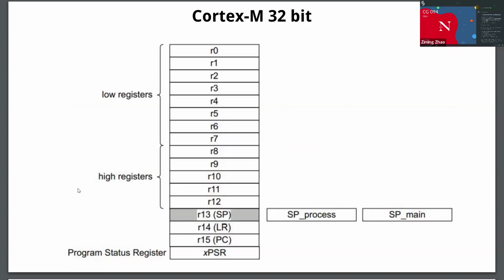Then for Cortex-M, it's a much simpler architecture. It only has like 12 or 16 general purpose registers, and each of them is 32 bits.